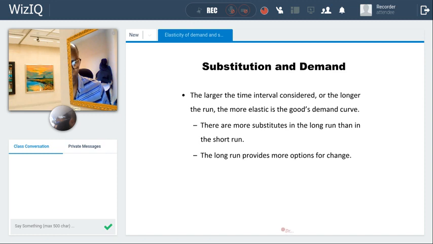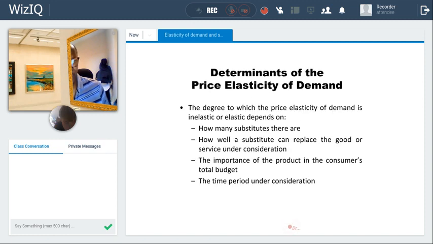And finally, the determinants of price elasticity of demand. The degree to which demand is elastic or inelastic will depend on how many substitutes there are, how well a substitute can replace the good or service under consideration, the importance of the product in the consumer's total budget, and the time period, the long run versus the short run. So these are the factors that affect the elasticity of demand.